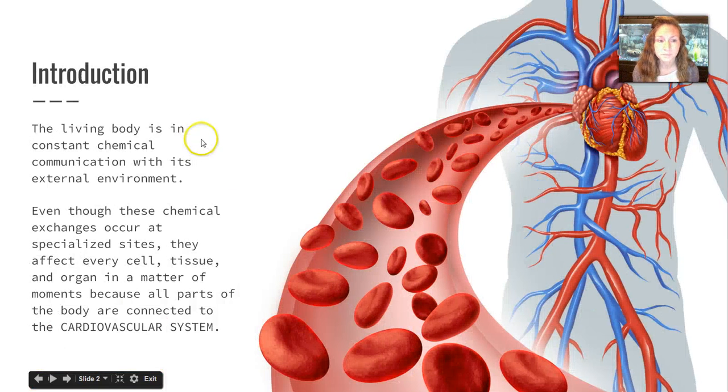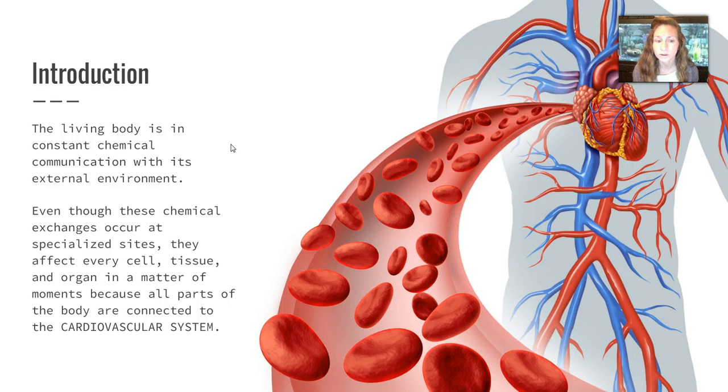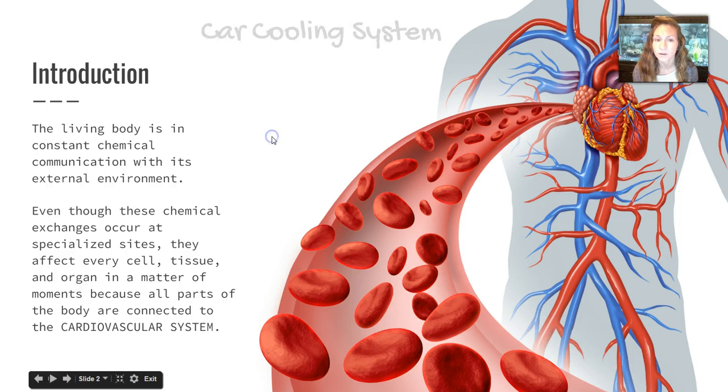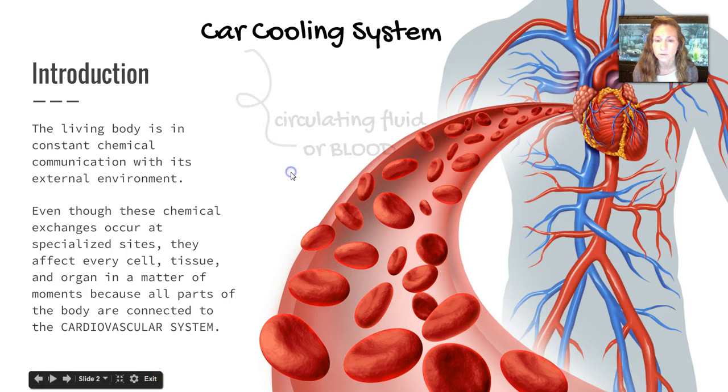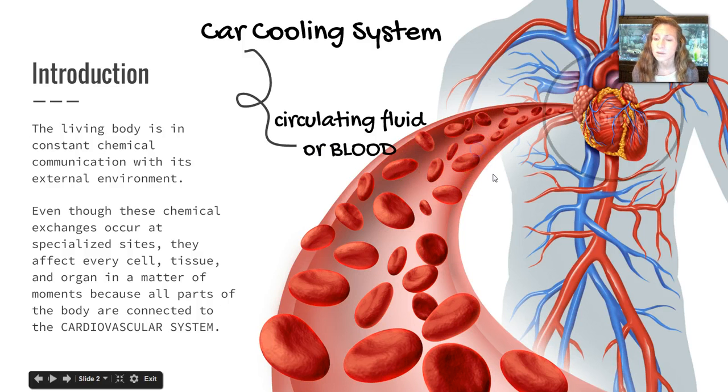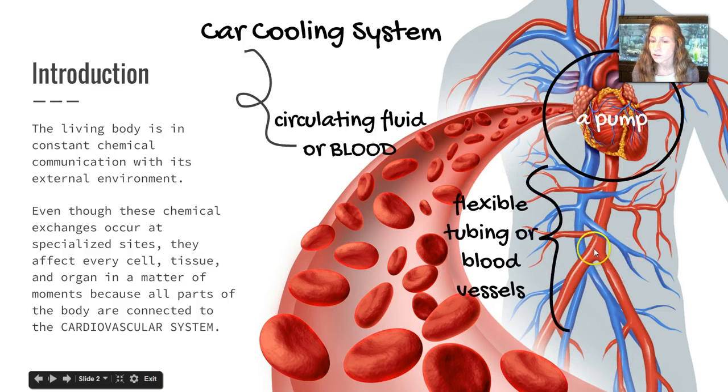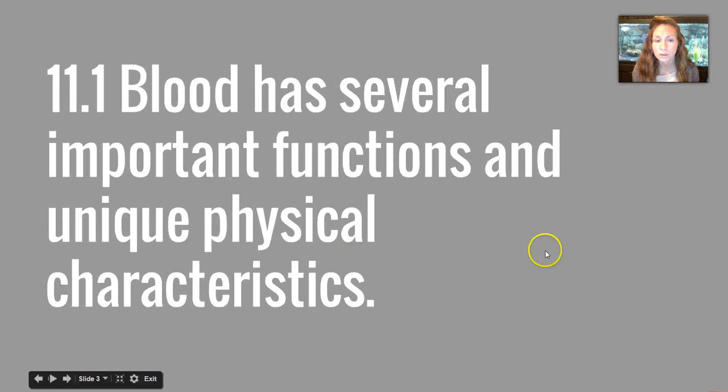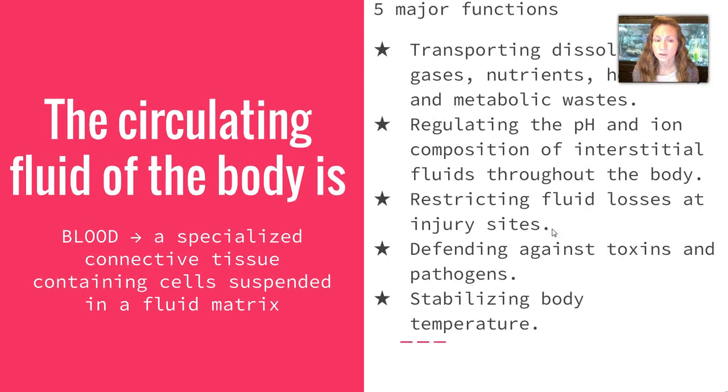We're going to start off with Chapter 11, which goes over your blood. Now, the living body is in constant chemical communication with its environment, and even though these chemical exchanges are occurring at specialized sites, they affect every cell, tissue, and organ in a matter of moments because all the parts are connected with the cardiovascular system, which is kind of like a car cooling system where our blood is like the water or circulating fluid. Our heart is like the water pump, and our blood vessels are like the flexible tubing that basically exchanges this fluid.